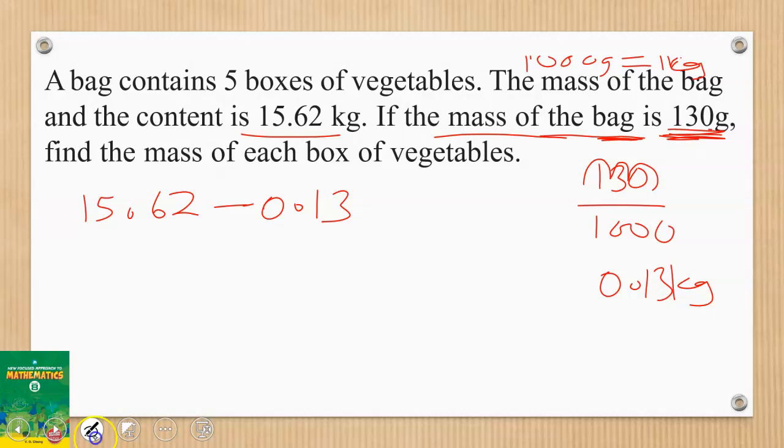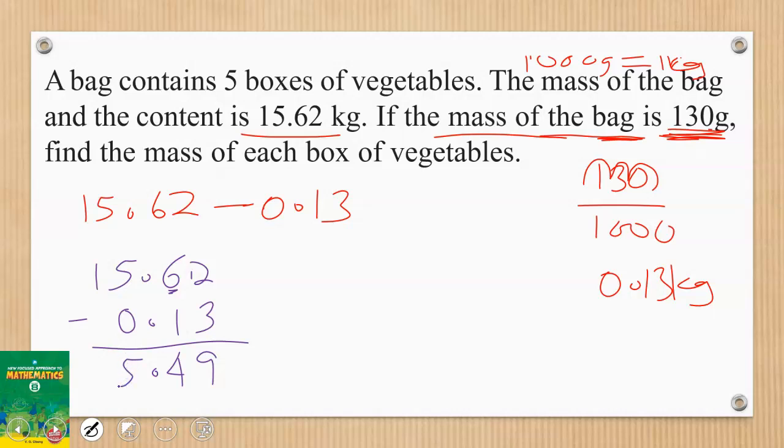0.13 kg. We can use our traditional method to do this by writing 15.62, then 0.13, so minus, right? Now we take 3 from 2, and that is not possible, so we borrow 1 to make it 12. So 3 from 12 is 9. Then we have 5 here. 1 from 5 is 4. Then we bring our decimal point. 0 from 5 is 5, and then 0 from 1 is 1 here. And so we have 15.49. Now this 15.49 kg represents the mass of the 5 boxes of vegetables.